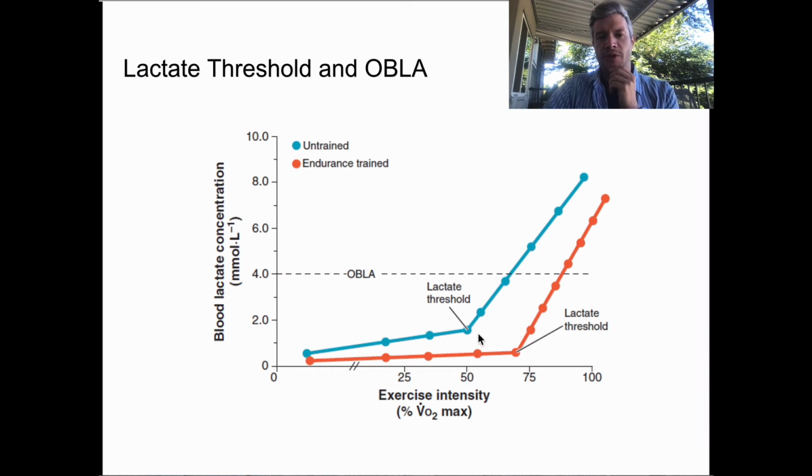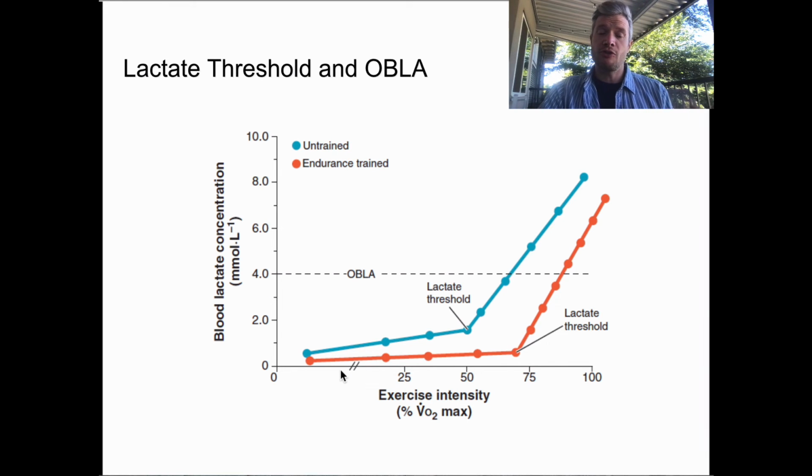The untrained person, or maybe the same person if they're untrained, will hit this threshold. So you see this accumulation has a fairly steady rate as we increase the intensity, but boom, hit 50%. And all of a sudden, onset of blood lactate accumulation, which always occurs here at 4 millimoles per liter, is set. You get this exponential spike starting at about 50%.